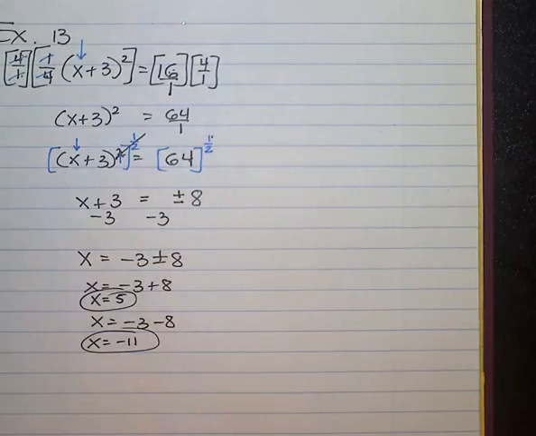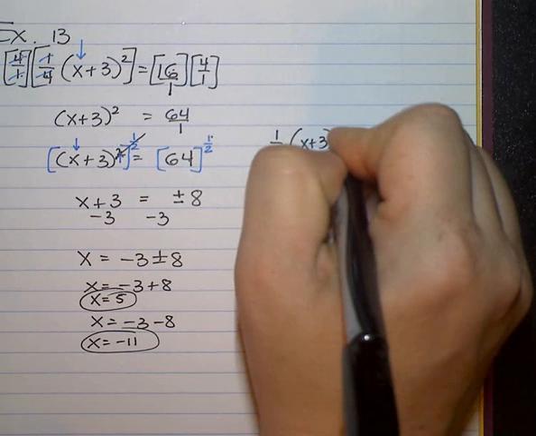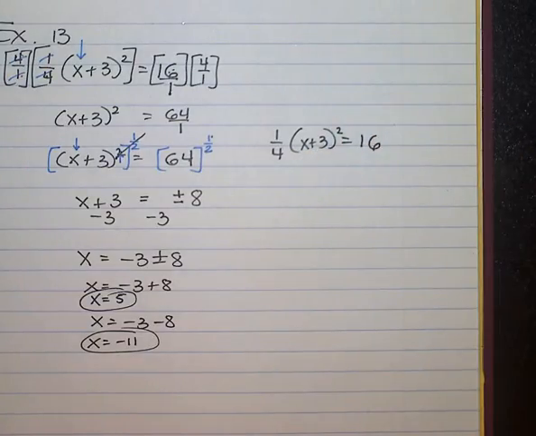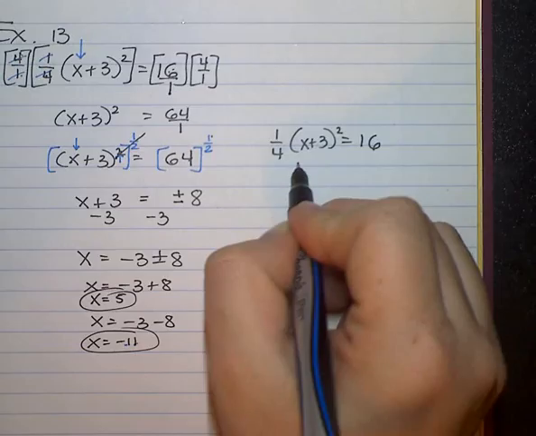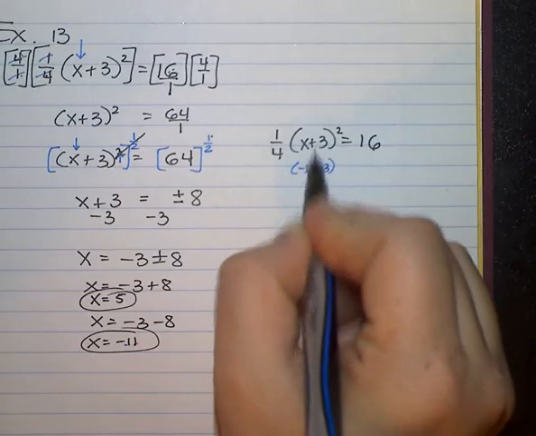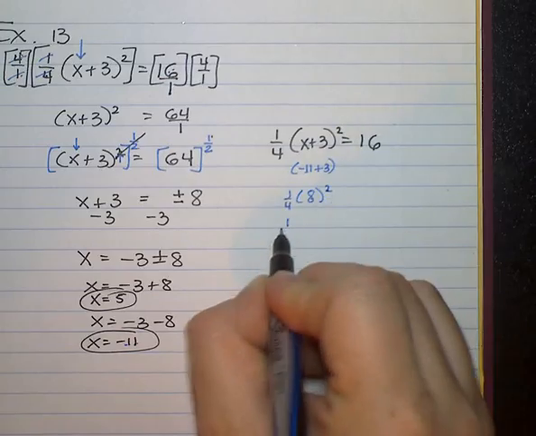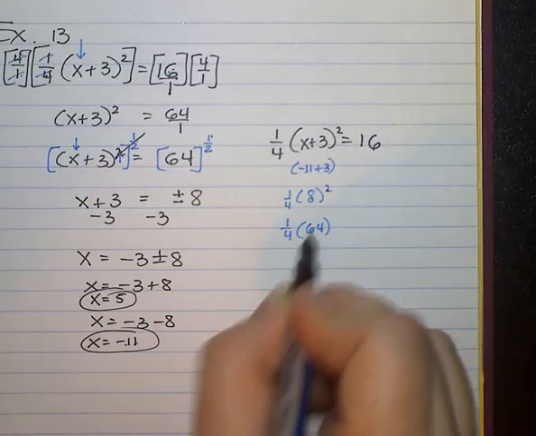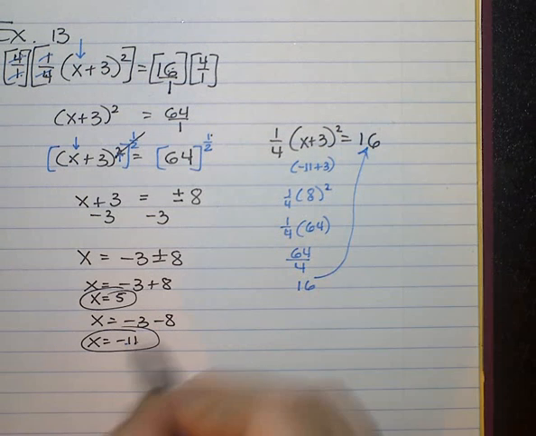It's always important we plug our answer back into the original problem to check to make sure it works and to make sure there's no extraneous solutions. So we can do this with mental math. Okay, so if I plug in negative 11, negative 11 and positive 3 is 8. 8 squared is 64. 64 times 1 is 64, and 64 divided by 4 is 16. Okay, means negative 11 works.